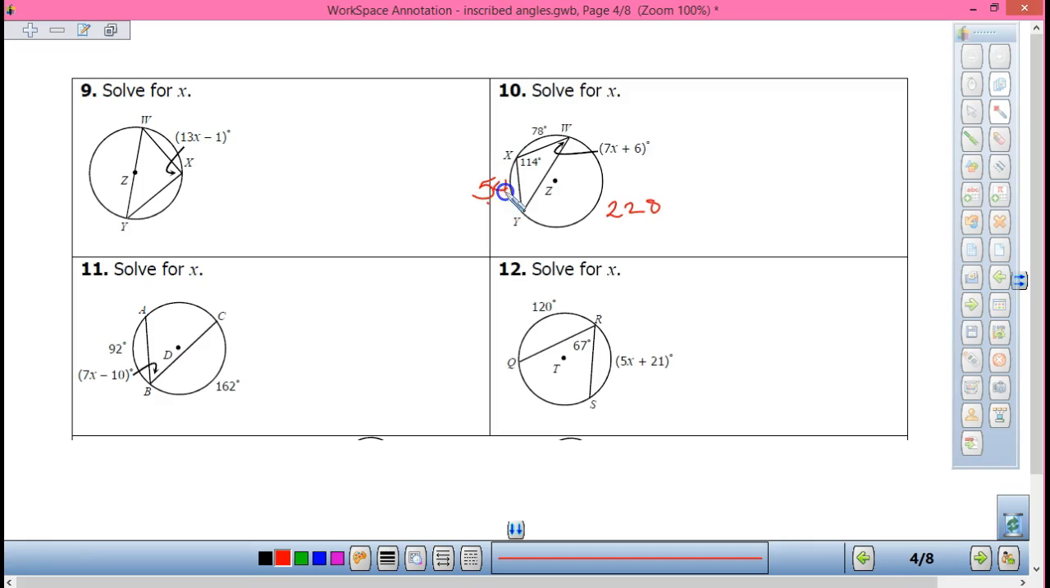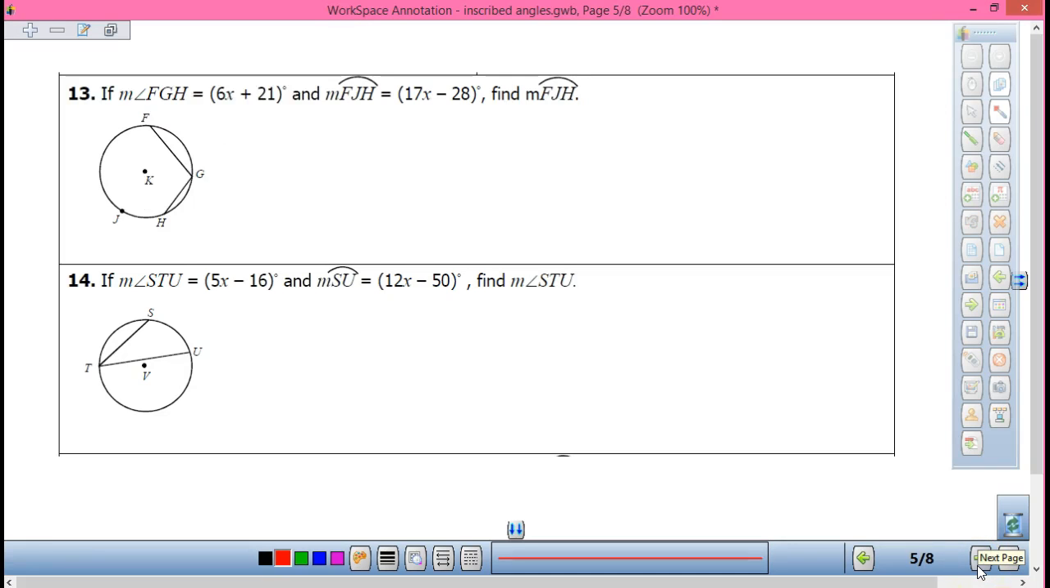So 54, which makes that angle, or 7x plus 6, going to equal 27. So 7x equals 21. X is 3. So far, so good? All right.